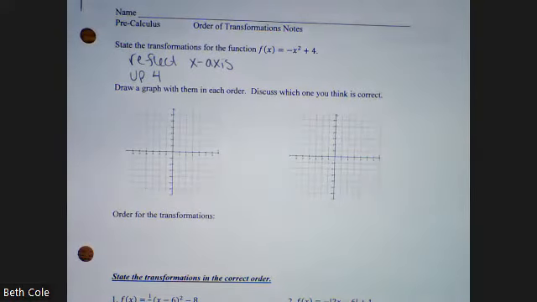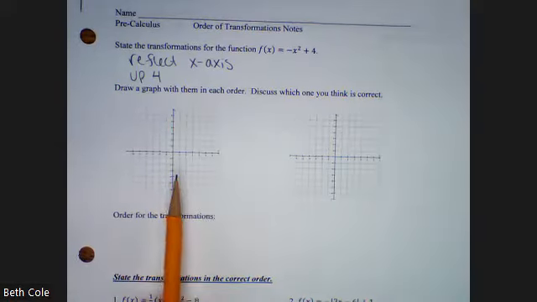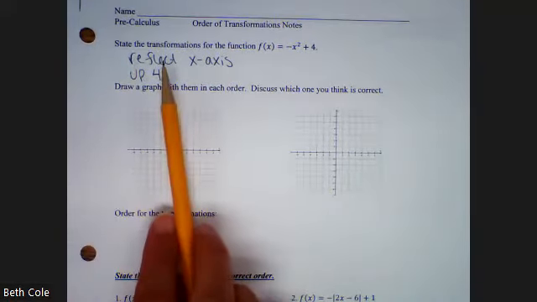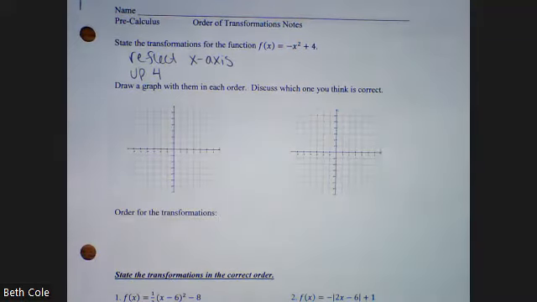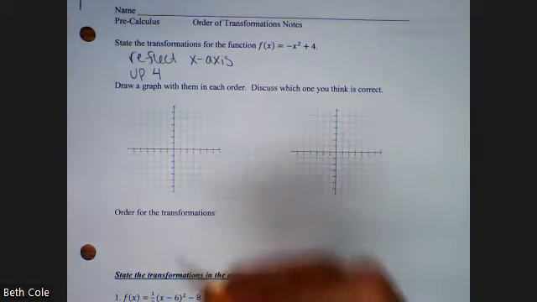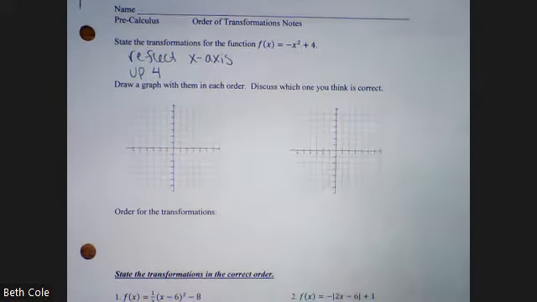So I put two grids here. On one of them, we're going to do it in one order, and on the other, we're going to do it in the other order and do a compare and contrast, and see if you can figure out which one's right and which one's wrong. For the first one, I'm going to do it in the order that we wrote it. Just put down your pencil and watch. Don't write this on your paper because I'm going to have to do some erasing.